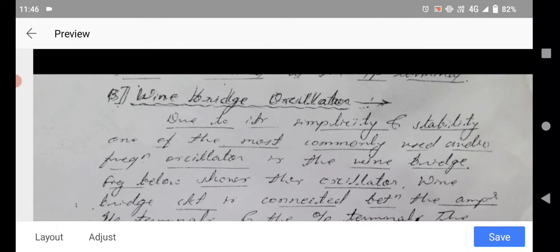The new article is the Wien Bridge Oscillator. In the last lecture, you saw the phase shift oscillator, in which the phase is shifted.